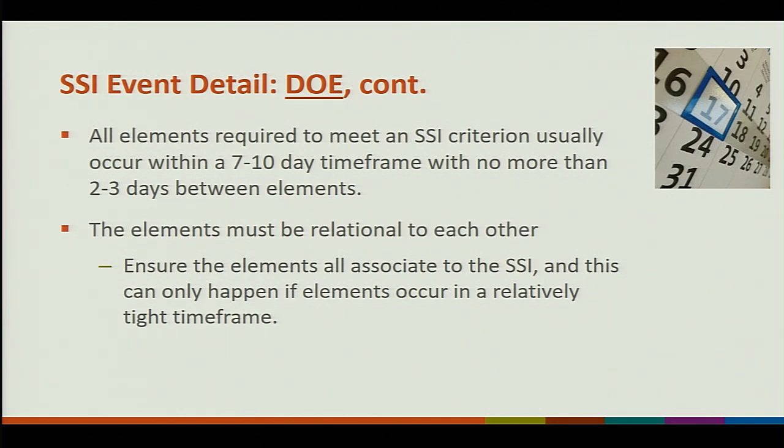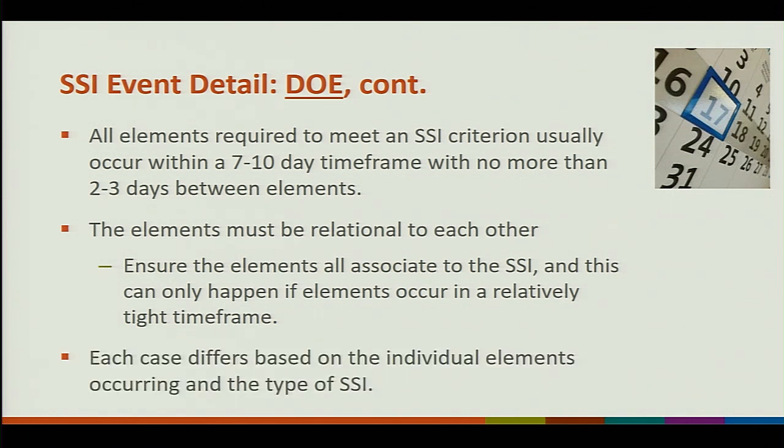You want to ensure that the elements all associate to the SSI, and this can only happen if elements occur in a relatively tight time frame. So each case, like I said, differs based on the individual elements occurring and the type of SSI. So it wouldn't make sense, as an example, if a patient has a HIS procedure, on post-op day 5 they have one documentation of fever, and then on post-op day 25 they meet other elements for SSI criteria. It just doesn't make a lot of sense to grab that fever and then go to day 25 and say that they're relational, if it's not continuing or if there's not some kind of clustering of symptoms. It just depends on each case and it has to make sense.